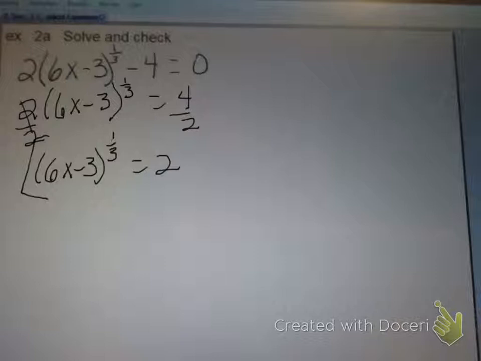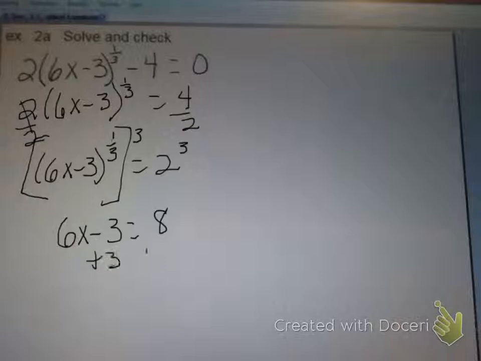Now, we've got to raise that 1/3 to some power that is going to give us 1. So 1 over 3 times 3 over 1 gives us 3 over 3, which is 1. So we're going to do everything to the 3rd power. And we have to do the left side and the right side to the 3rd power. And 2 to the 3rd power is 8.